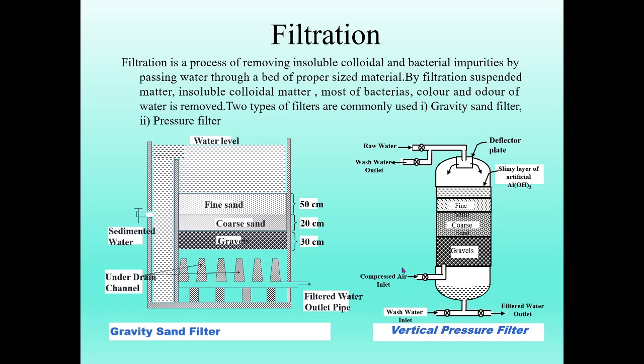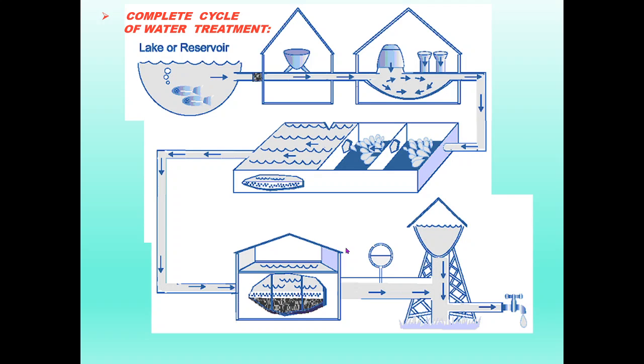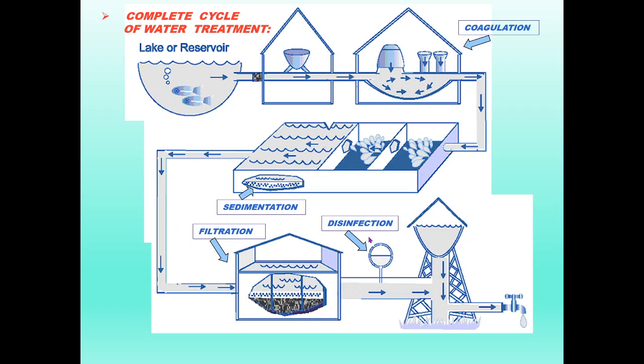These are the basic treatments that are given to the water, which should satisfy all the requirements needed for drinking purpose. You can see here this is the complete cycle of water treatment. It starts with sedimentation, coagulation, filtration, and then there is disinfection. The disinfection process is also called the sterilization process. This disinfection can be done by using UV rays, ozonization or chlorination. Some of these methods can be used. So in the next video we'll see the different processes of disinfection.